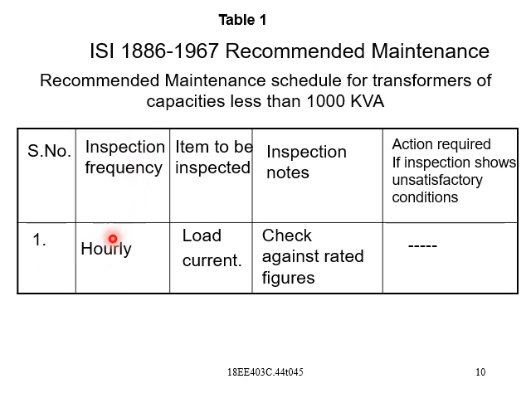Firstly, inspection frequency: it should be done hourly, for every hour. The item to be inspected is load current. Inspection notes: check against rated figures. What is the rated current and what you have inspected, and we need to check against the rated figure whether it is low or high. If it is low, there is no issue, and only if it is high, then there will be some issues. No action to be taken, it's a continuous check.